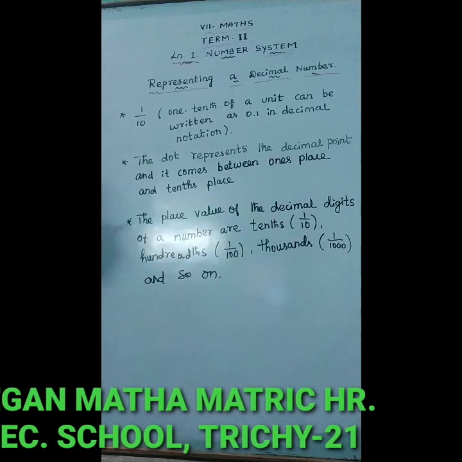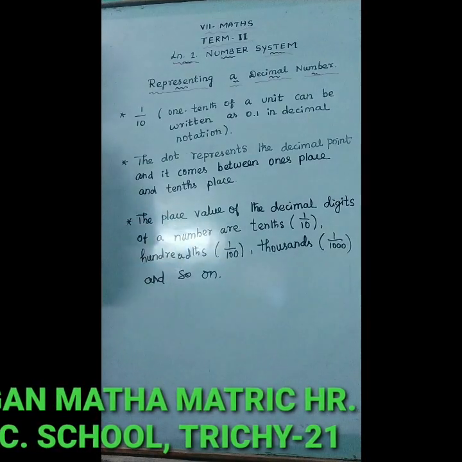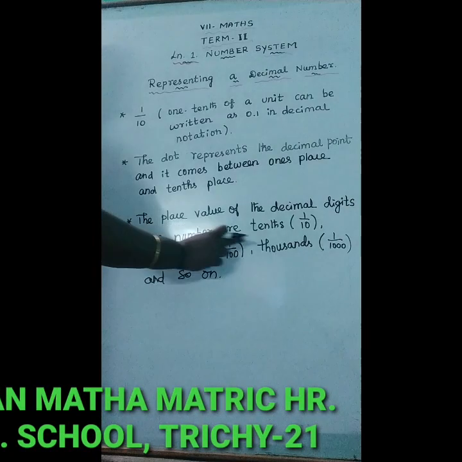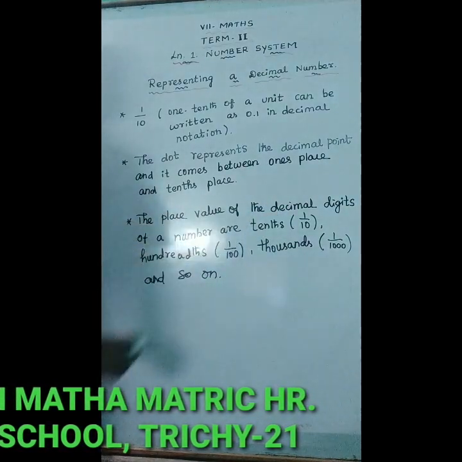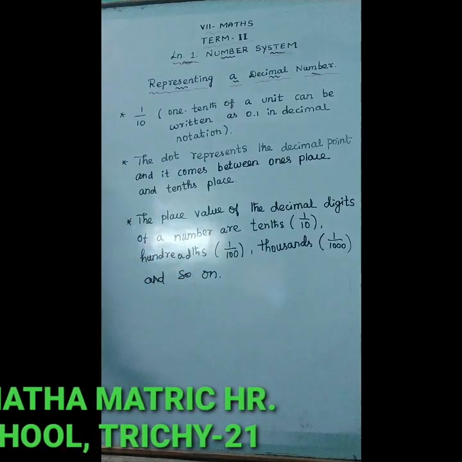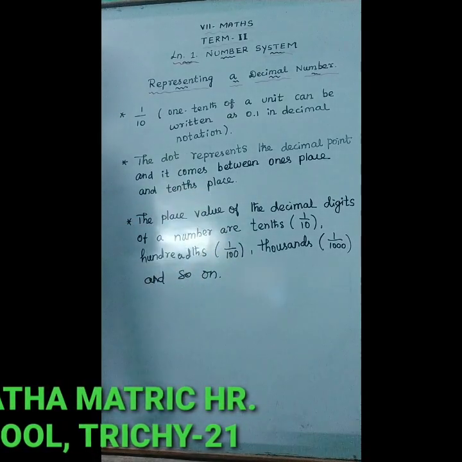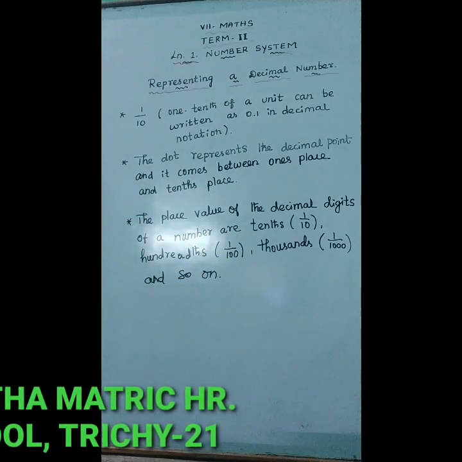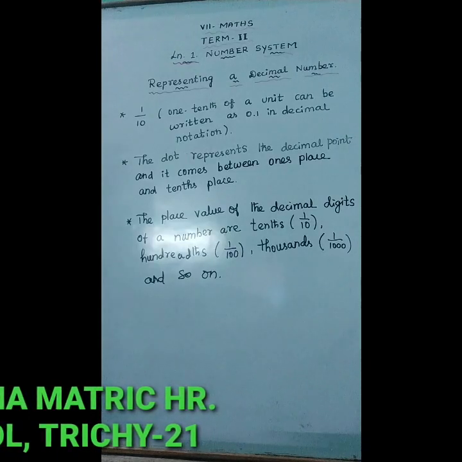Next, we find how to find the place value of the decimal digits of a number. 1 by 10 is tenths, hundredths is 1 divided by 100, thousandths is 1 divided by 1000, and so on. Now I explain exercise 1.1.